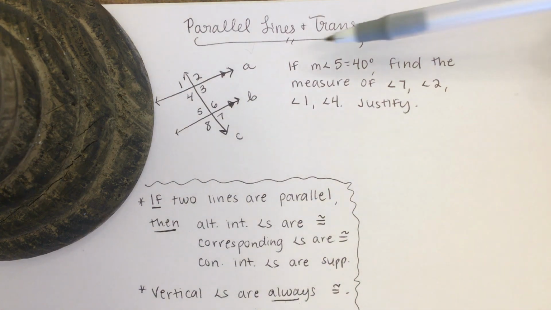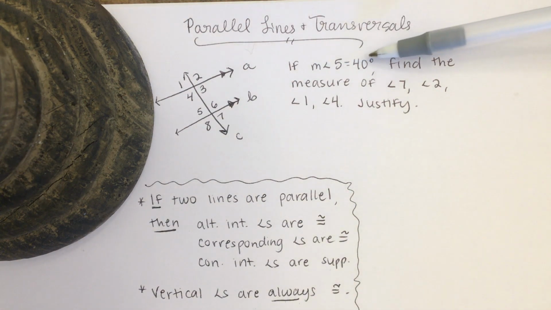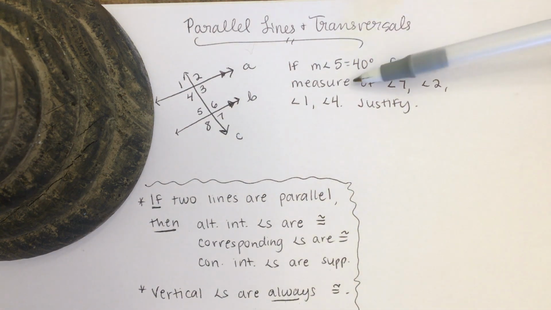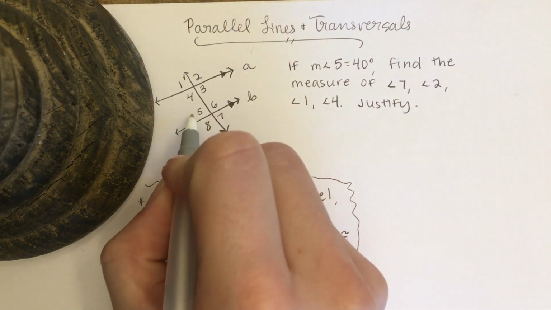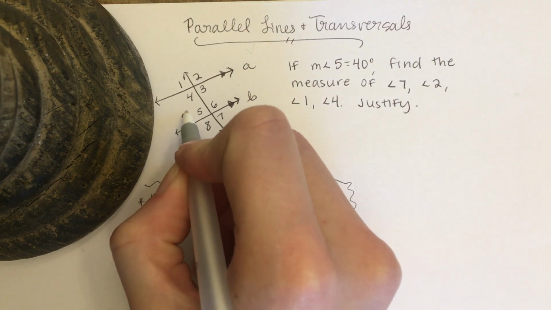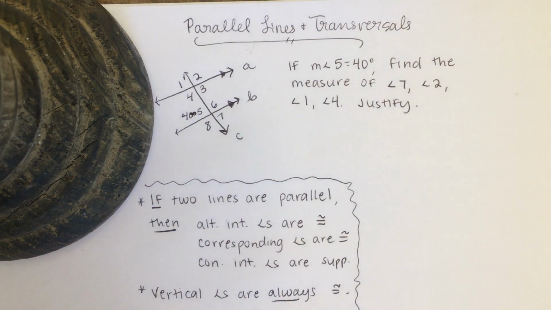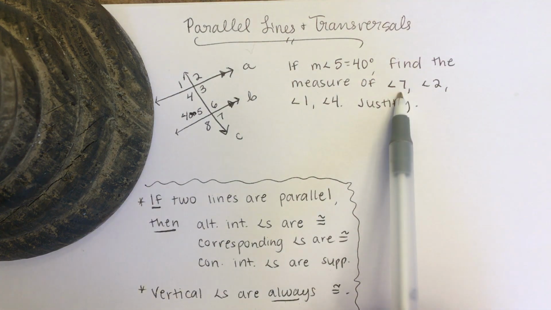So let's take a look at the problem here. It says if the measure of angle 5 is 40 degrees, find the measure of angle 7, angle 2, angle 1, and angle 4, and then we need to always make sure we're justifying our answer. So the first thing I'm going to do is find angle 5 and label it. So angle 5 is right here, and that is 40 degrees. I just like to mark that so I have an idea of what we're looking at here. So I'm just going to start with angle 7.